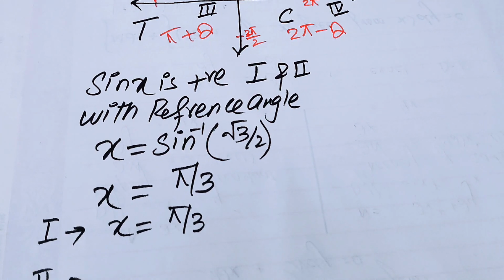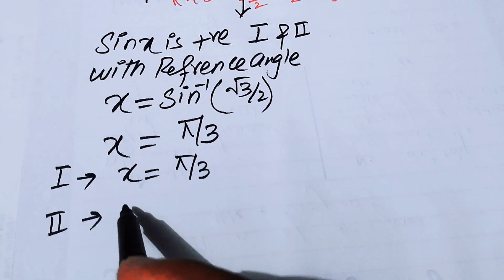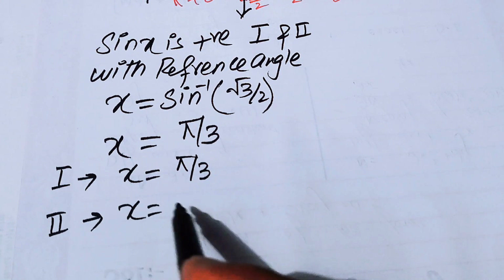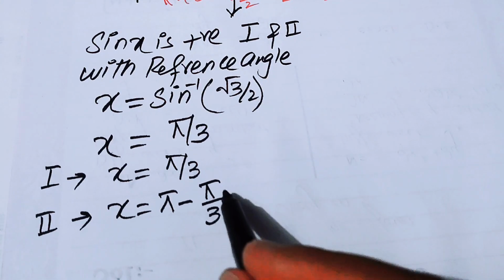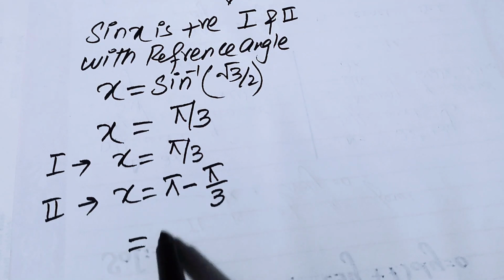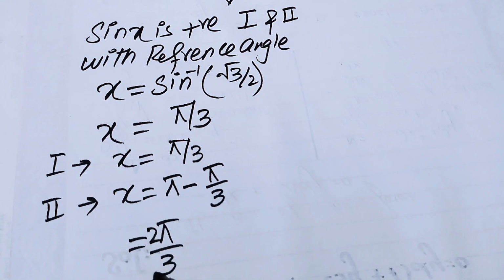And in the second quadrant, the angle is x equals pi minus the reference angle, and the reference angle is pi by 3. So it is equal to 3 pi minus pi over 3, which is 2 pi over 3.